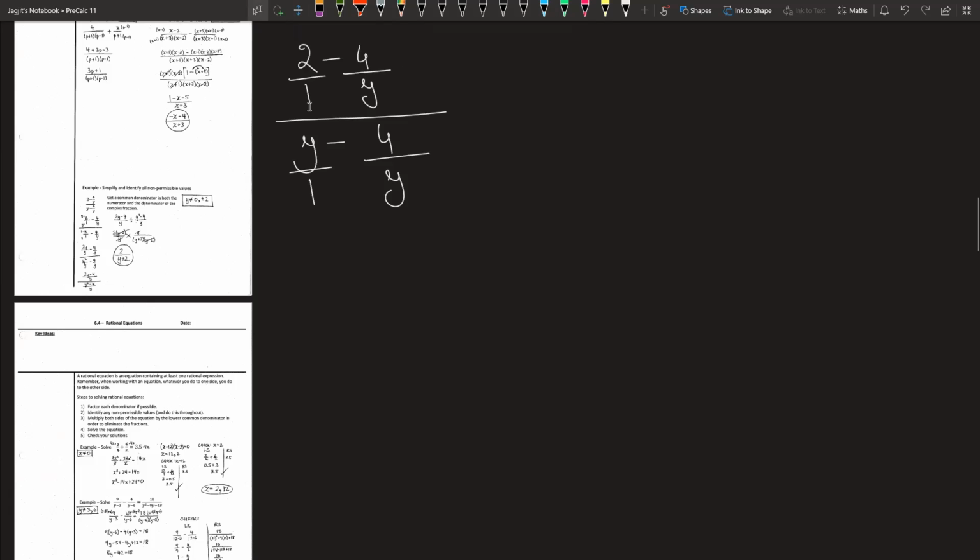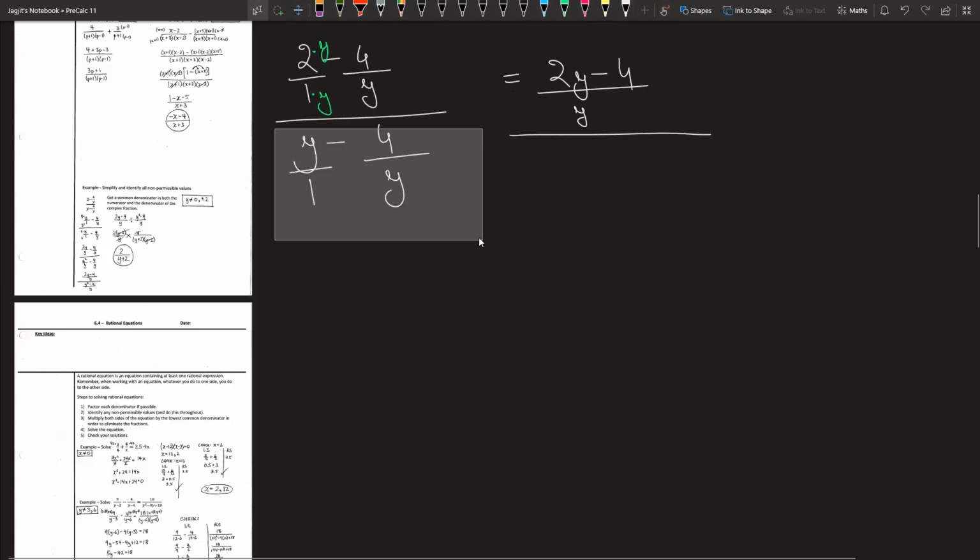Do I have a common denominator? I don't. So what's my common denominator between 1 and y? It's going to be y. So I'm going to make this into y. You times it by y, and you do the same to the top. You times it by y as well. So what would that become? That becomes 2y minus 4. And your common denominator now is going to be y for that. Simple. We're done with that. Now I'm going to focus on this bottom term right here. I'm going to focus on this term.